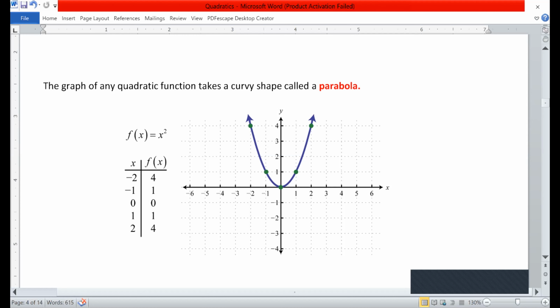Excuse me, Miss? Yes? Miss, is this a quadratic function because it doesn't have a plus b in it?